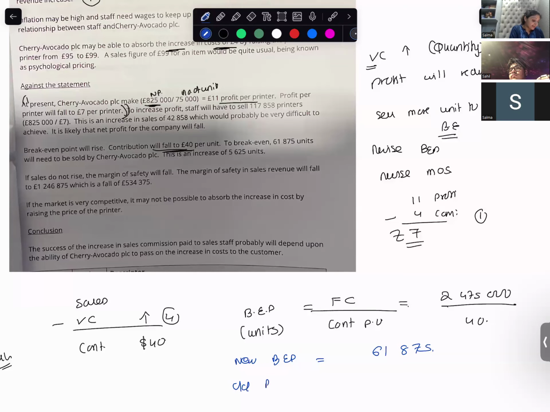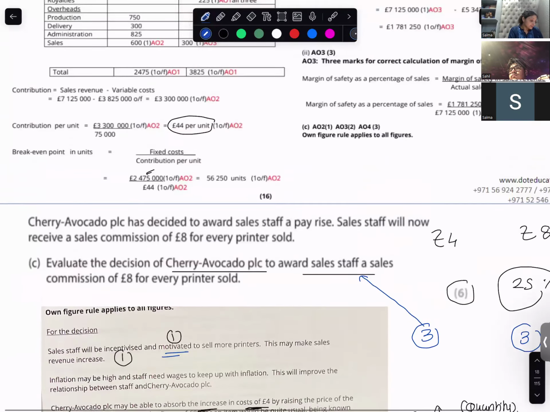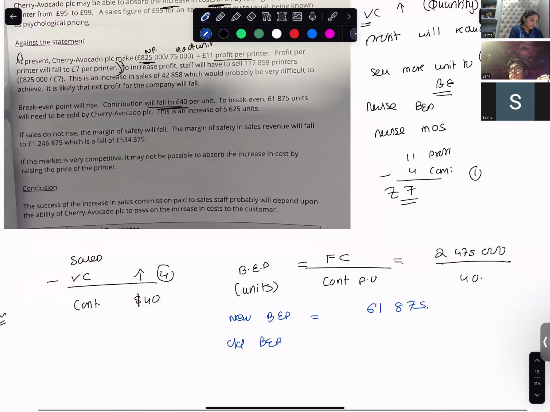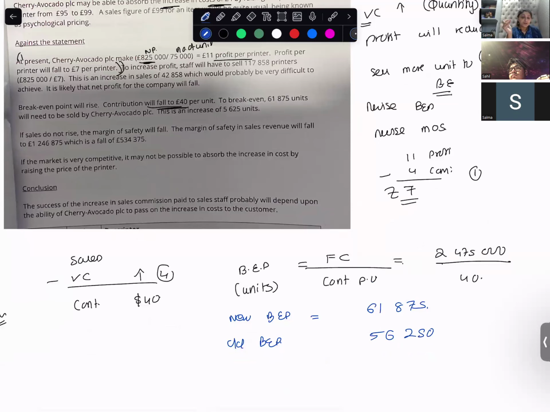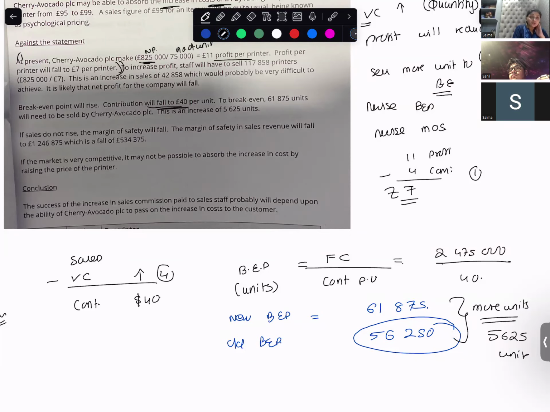And what was the old break-even point? The old break-even point is 56,250 units. So by increasing the variable sales commission, first you had to sell 56,250 units to meet the cost. Now you will have to sell more units. How many more units will you have to sell so that you break even and recover all your costs?